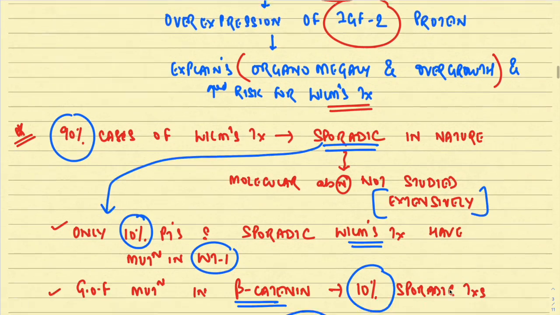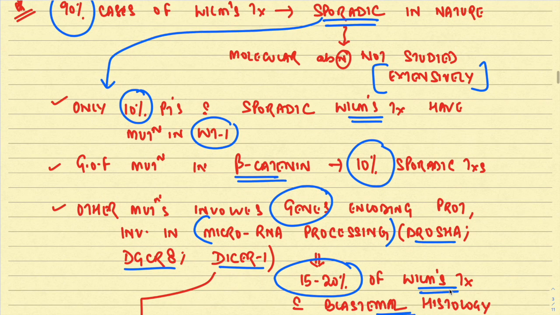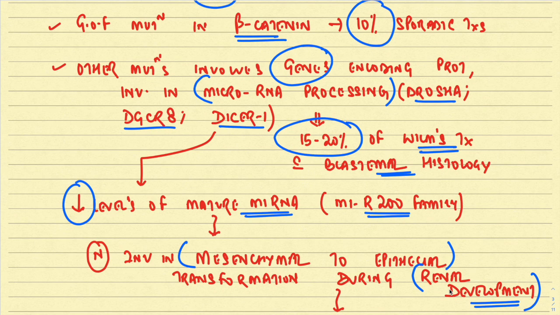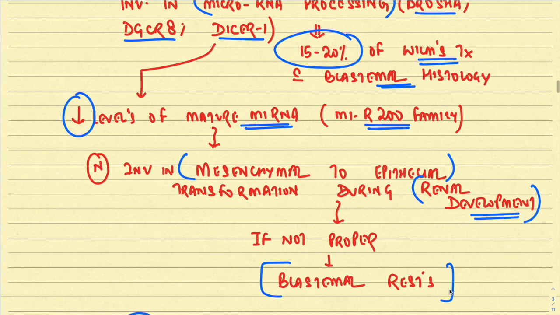In case of sporadic tumors, as I've already told, only 10% of cases have the WT1 mutation. 10% can have a gain of function mutation in beta catenin, whereas the other mutations can involve genes involved in microRNA processing, and this can lead to a decreased level of expression of microRNA. The normal function of this microRNA processing is in normal renal development. If it is reduced, it will lead to persistence of the blastemal rest or primitive rest.